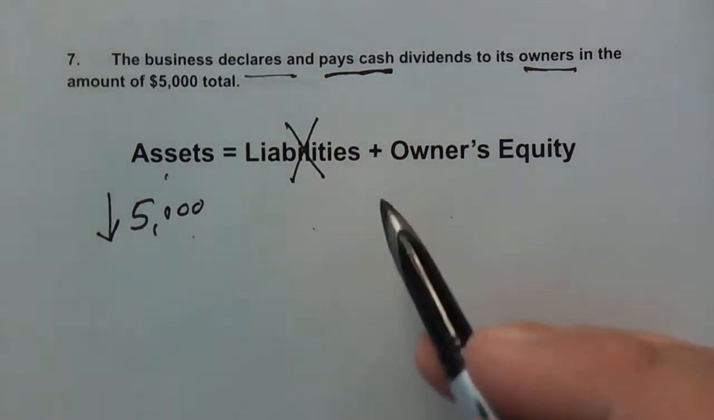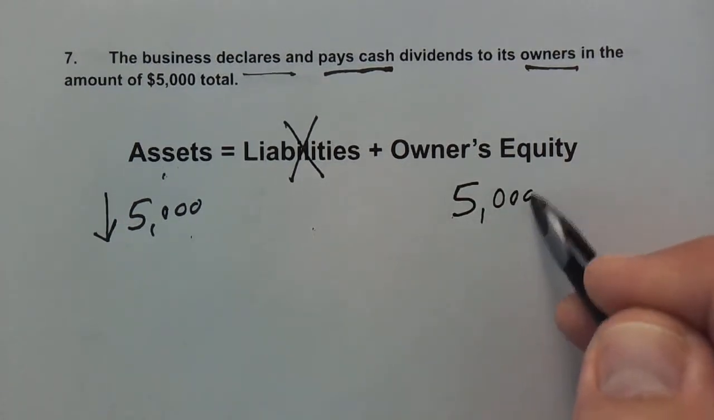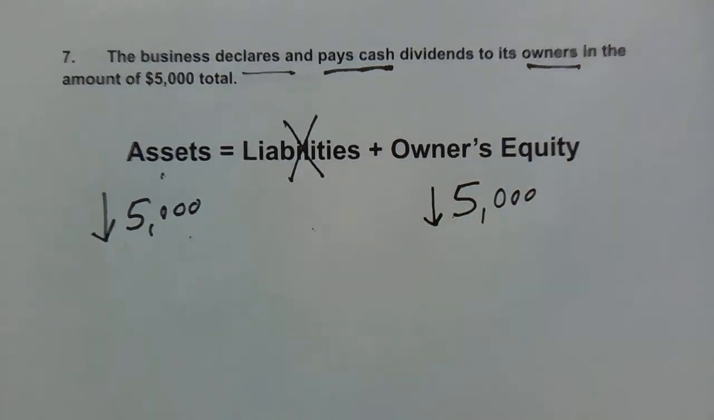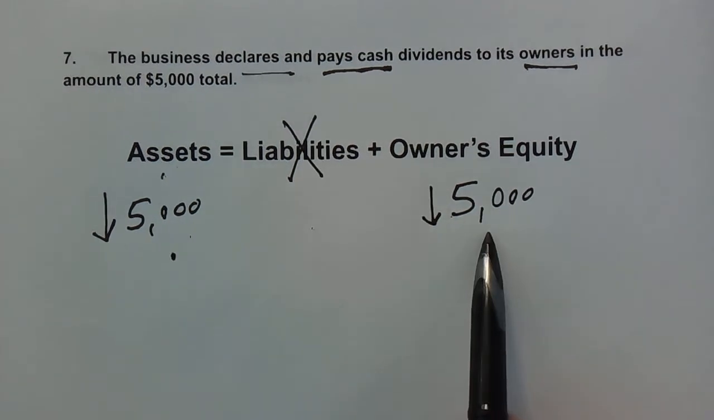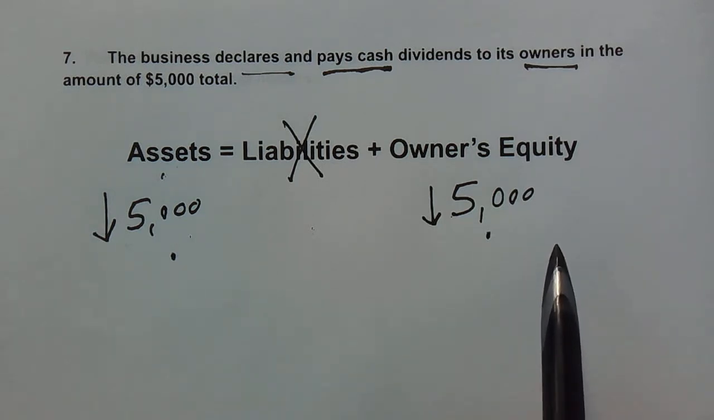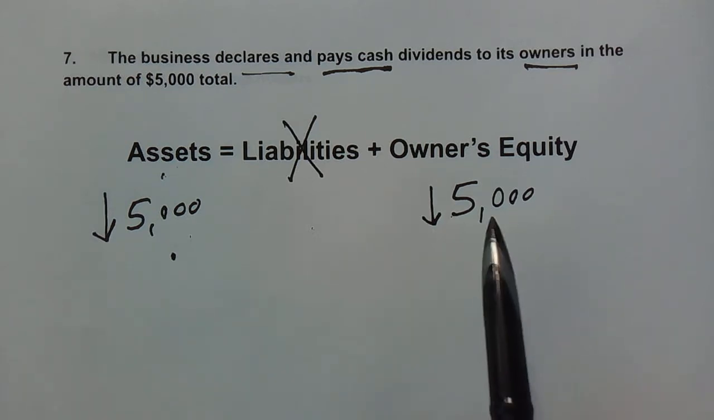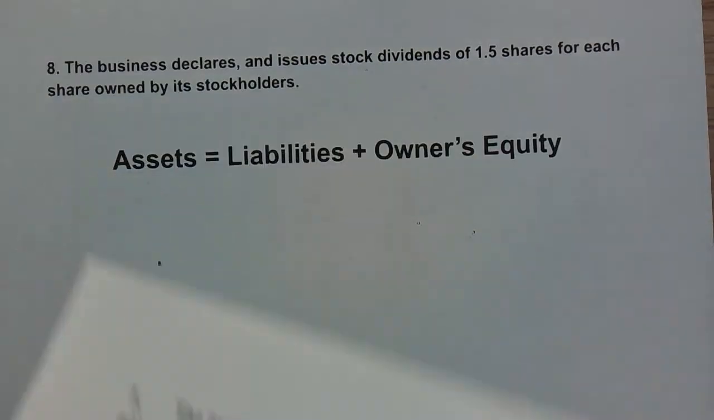So what do we do to keep it in balance? Well, the owner's equity goes down by $5,000. So we have a $5,000 decrease on the left-hand side and a $5,000 decrease on the right-hand side. Our equation remains in balance. The owners, of course, are happy because they're getting money out of the company in this case.